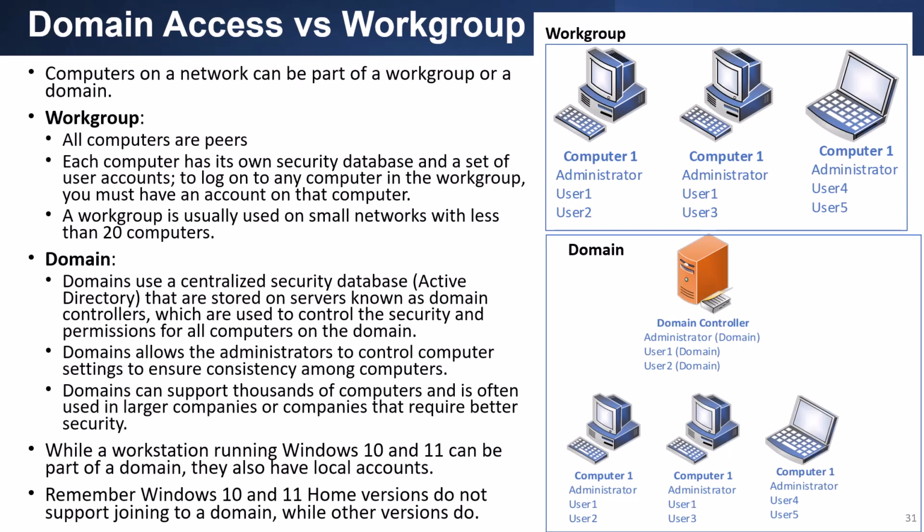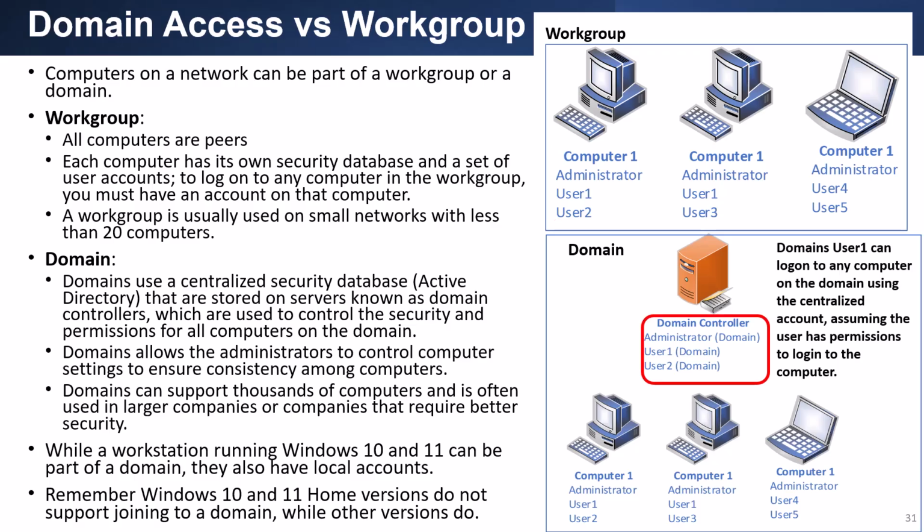Computers on a network can be part of a workgroup or a domain. For a workgroup, all computers are peers. Each computer has its own security database and a set of user accounts. To log on to any computer in the workgroup, you must have an account on that computer. A workgroup is usually used on small networks with less than 20 computers.